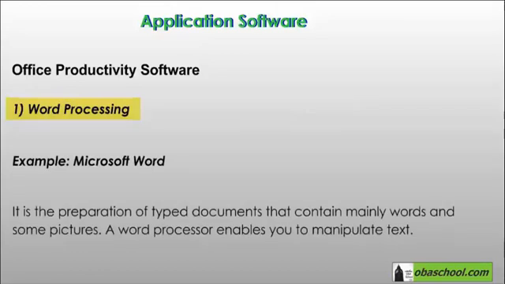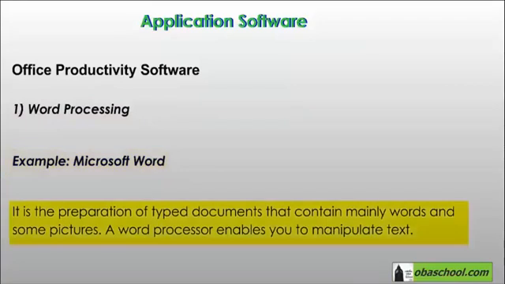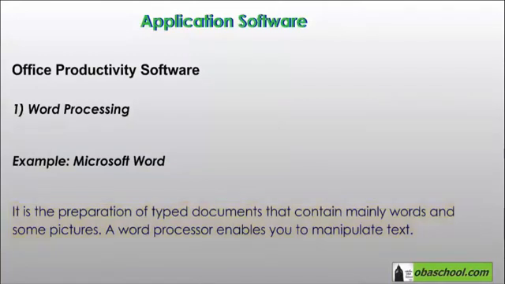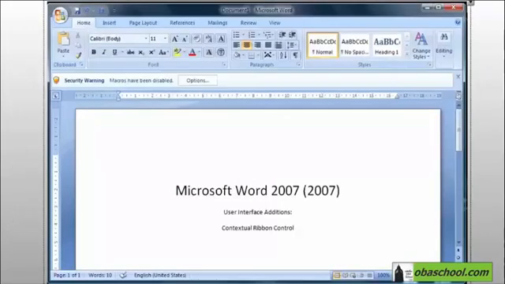The first one is word processing. For example, Microsoft Word, which we are all familiar with. It is the preparation of typed documents that contain mainly words and some pictures. It is a word processor which enables you to manipulate text. That means you can check for spelling errors, you can change the color, you can make the text bigger or smaller. Let's look at this example together from the Microsoft Word 2007.